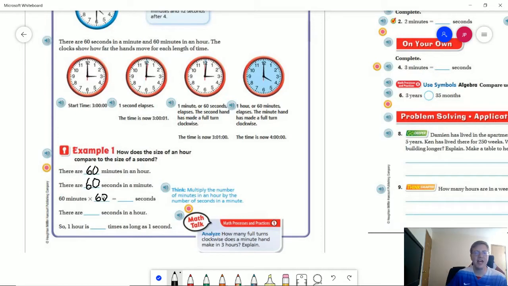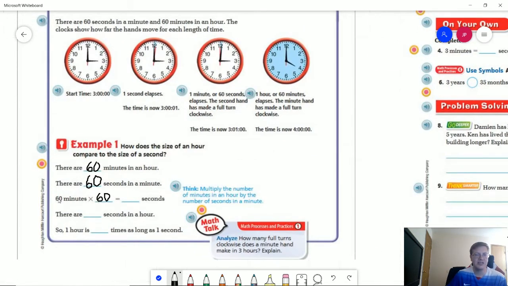Again, our basic math fact relating back to the way I would explain this in 3rd grade is you can do 6 times 6 and put 2 zeros at the end because we have 2 zeros here. And that will give us 3,600 seconds. And so this is also the number of seconds in an hour. And that means our hour is 3,600 times as long as 1 second.